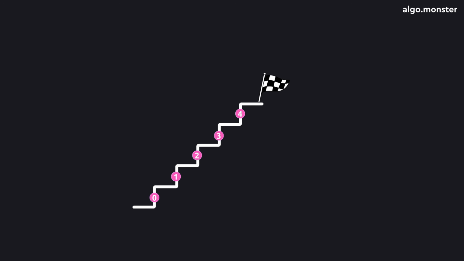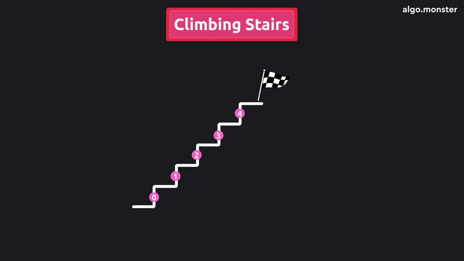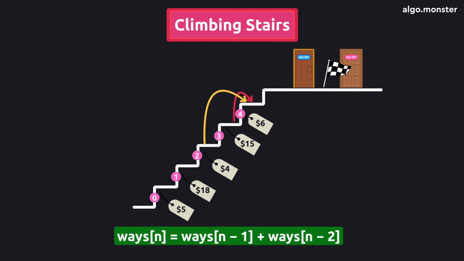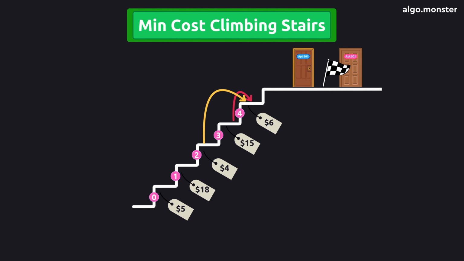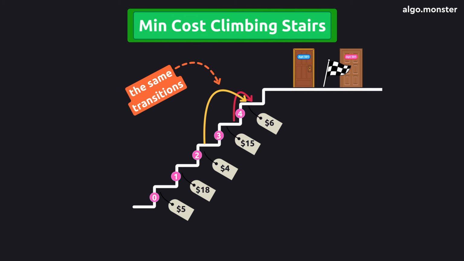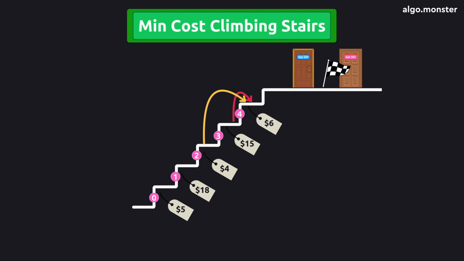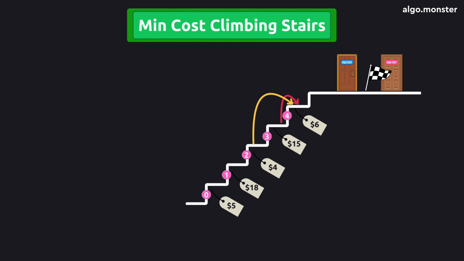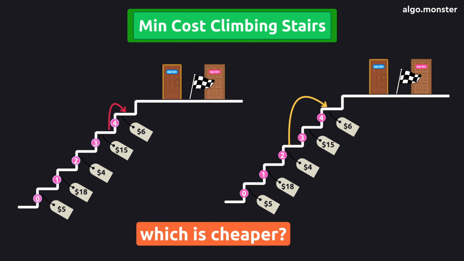Let's recall how we previously counted the number of ways to reach stair n. We said that you can reach stair n either from stair n-1 or from stair n-2. So ways of n equals ways n-1 plus ways n-2. Now the goal is different. We no longer care about the number of ways, we care about the minimum cost. But here's the key point. The transition logic stays exactly the same. You can still reach stair n in only 2 ways, either from stair n-1 by taking one step, or from stair n-2 by jumping over one stair. So structurally, nothing changes. The only real question now is this: how do we choose the cheaper of these 2 options?